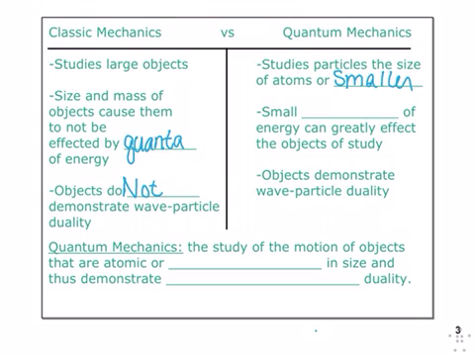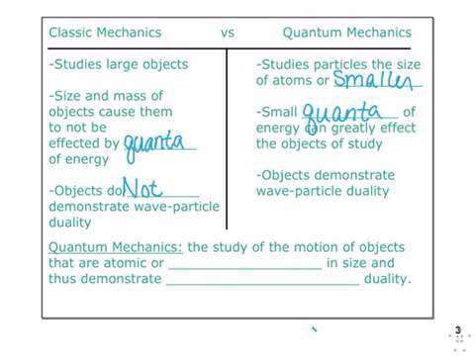The small quanta of energy can greatly affect the objects of study. So since the objects are so absolutely tiny, it doesn't take a lot of energy to affect the location, the speed, whatnot of that object. This allows these objects to demonstrate the wave-particle duality.